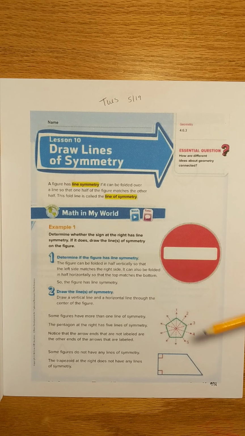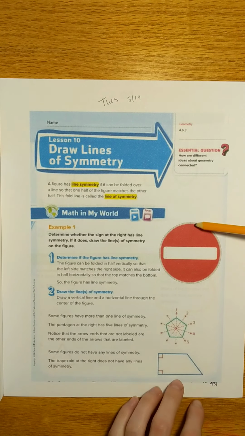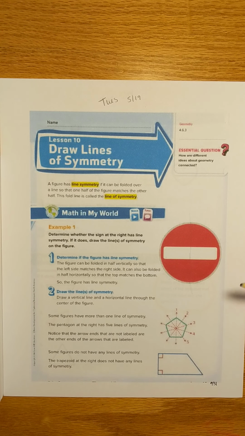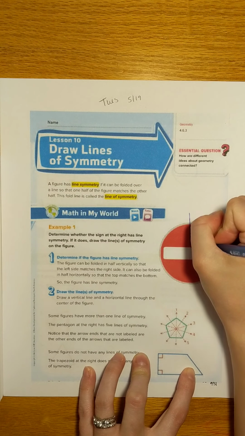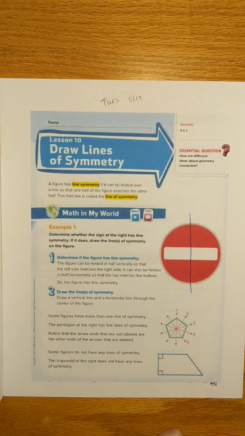So under number 1 it says determine if the figure has line symmetry. The figure can be folded in half vertically. So that means if I took it and I folded it like this, and the fold line went right here, then the left side would match the right side. Okay, I'm going to switch to a pen so you can see better. Okay, so the figure has line symmetry.